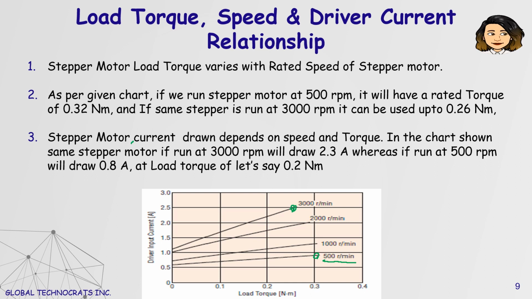Stepper motor current drawn depends on speed and torque. In the chart given, the same stepper motor, if run at 3000 rpm, will draw 2.3 amperes, whereas if run at 500 rpm, it will draw 0.8 amperes at a load torque of, let's say, 0.2 Newton meter.